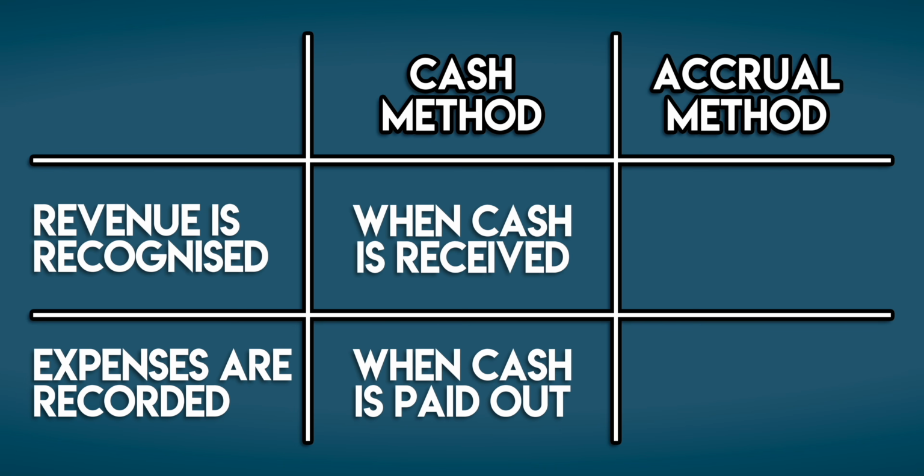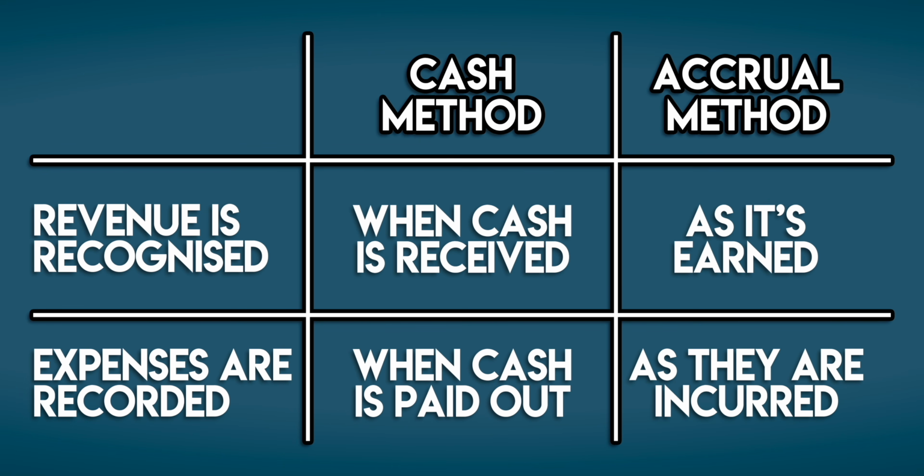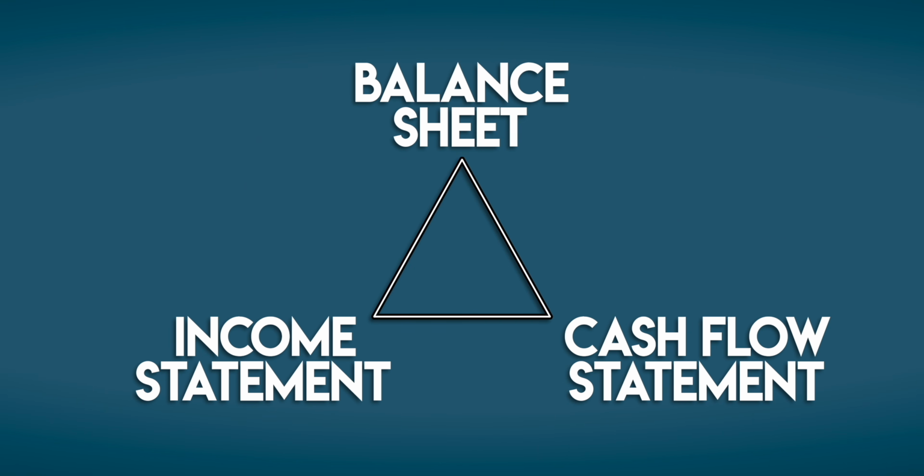The accrual method says that we should recognize revenue as it's earned and record expenses as they are incurred when the substance of the transaction takes place. This means that cash inflows and outflows aren't equivalent to revenues and expenses. They need to be tracked separately in the cash flow statement.